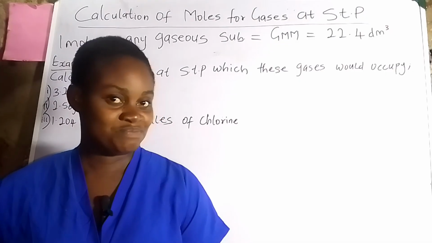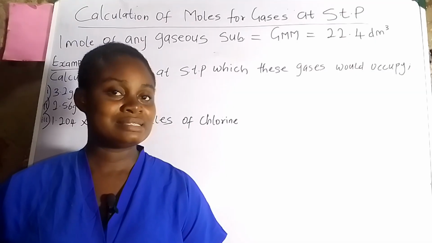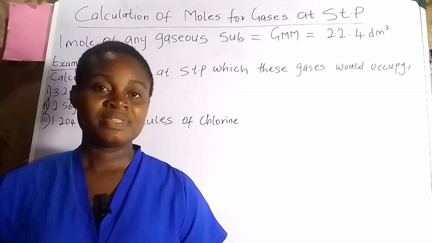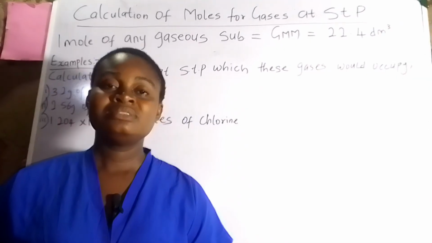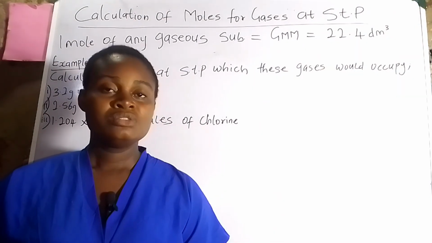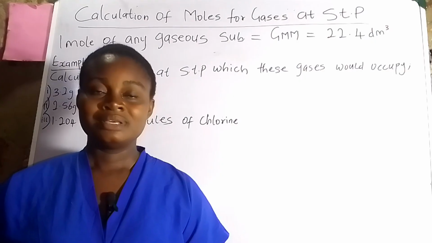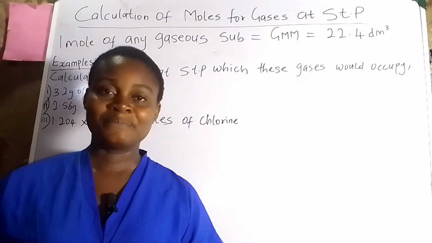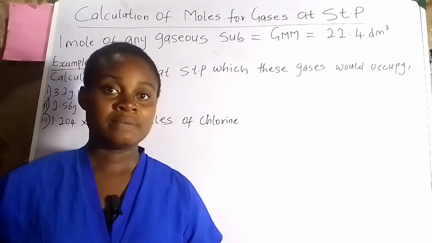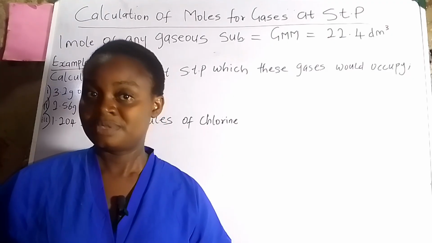22.4 at STP. Now, let me explain that STP, standard temperature and pressure. Standard temperature is equal to what? 0 degrees centigrade or 273 Kelvin. Standard because if you are in Nigeria and you measure it, it is the same. If you are in America, it is the same. It is universally what? Acceptable.